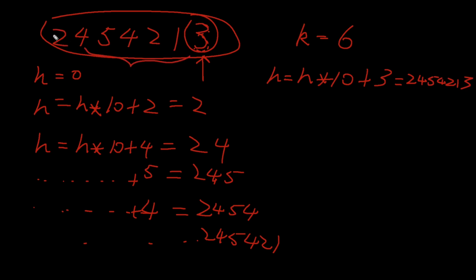And then how can we get this part? Simple, we subtract the first digit, which is 2 times 10 to the power of 6. If we subtract this one, then we have 454213. I'm just using these 10-based examples to explain the rolling hash algorithm because this is the most straightforward one, and that is the exact same algorithm we're going to use. The only difference is that instead of 10, it's going to be 26.